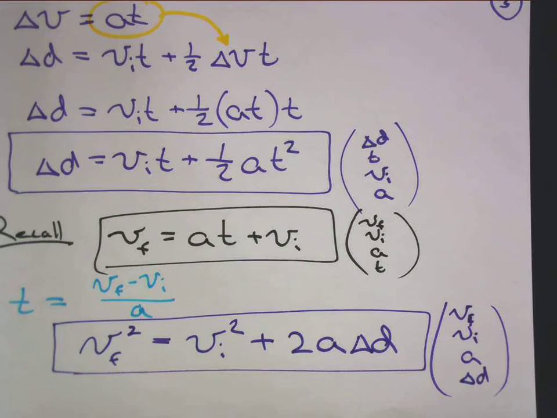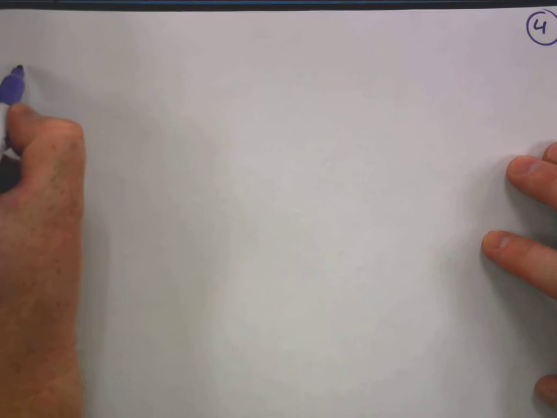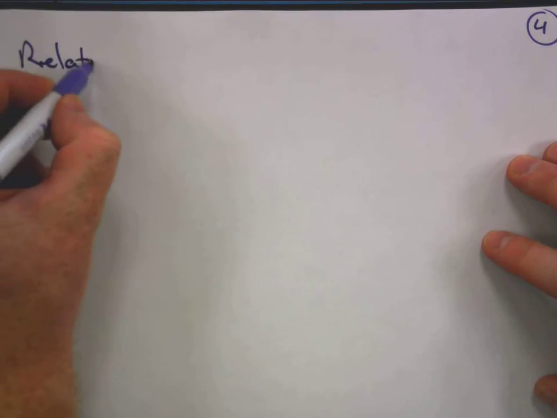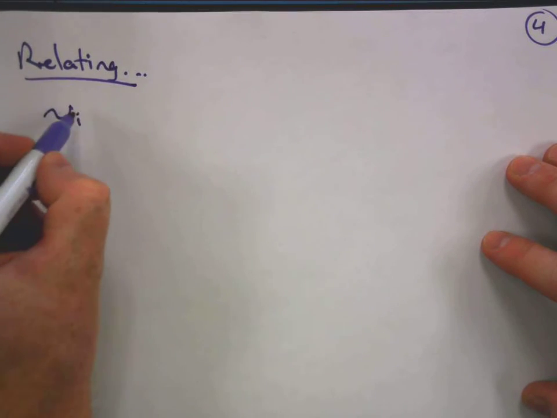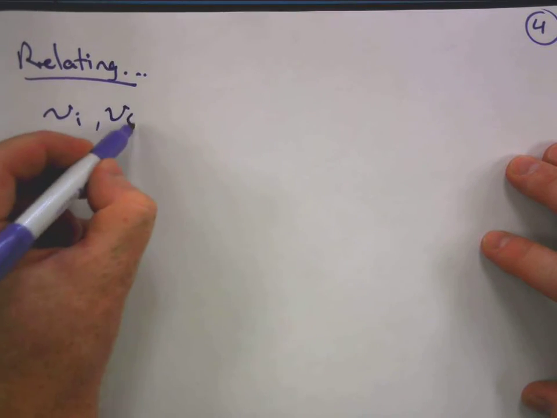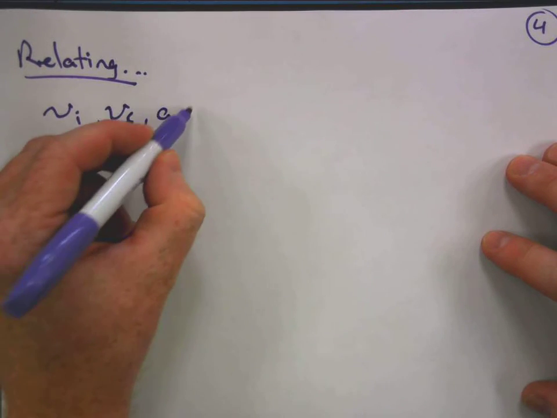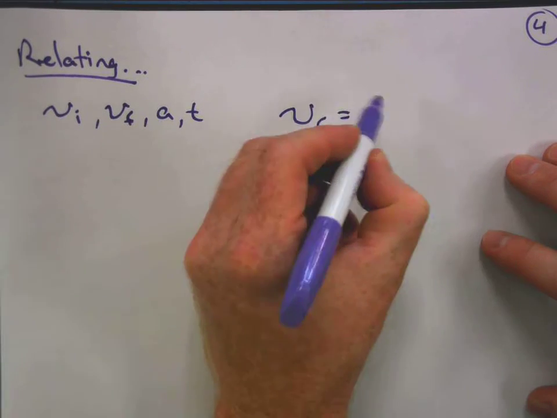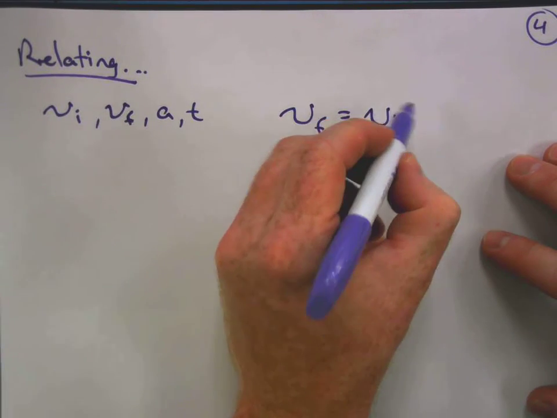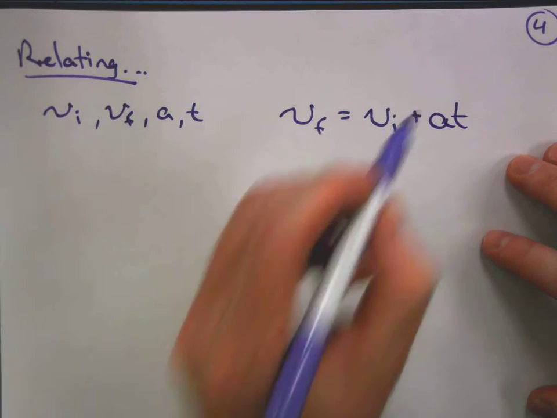Okay, so here's where we are. Here's a quick recap of what's going on, what you're faced with. If we are relating initial velocity, final velocity, acceleration, and time, there's an equation you want to use. It is this guy. Well, I guess I could put the VI in front. Sorry about that. It's that.